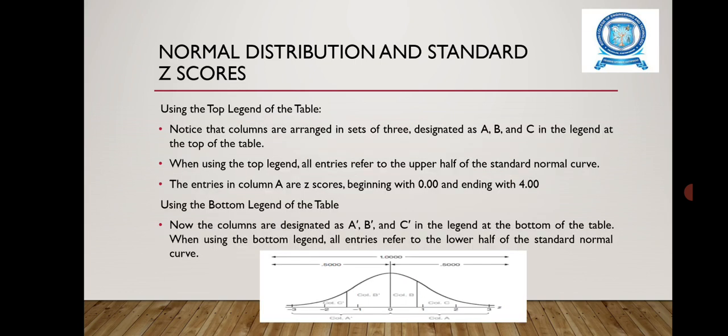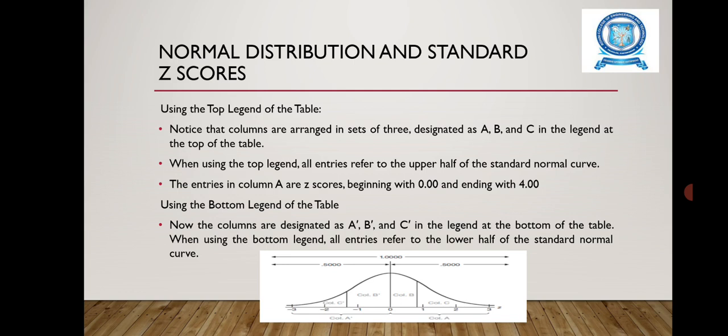Using the top legend of the table, notice that the columns are arranged in sets of 3 designated as A, B and C, in the legend at the top of this table. When using the top legend, all the entries refer to the upper half of the standard normal curve, and the entries in column A are the z-scores beginning with 0.00 and ending with 4.00.